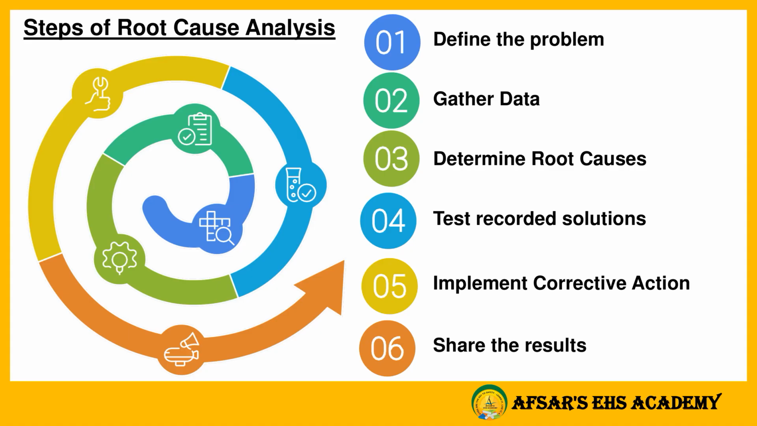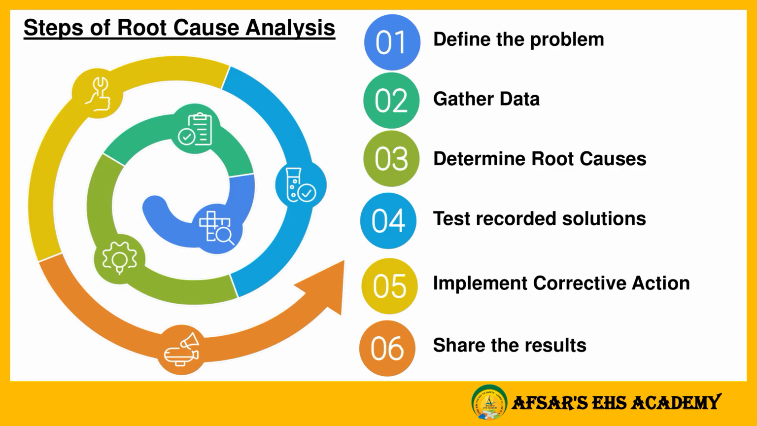Fourth step is test recommended solutions. After finding the root cause, the solution to the root cause is decided by verifying the solution. We verify to find out which solution will eliminate the problem permanently. We utilize measurable standards to test the identified cause and effect to take action to permanently fix the problem.